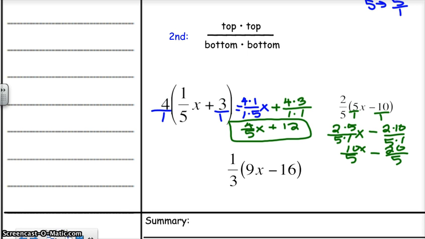I can simplify that though. What's 10 over 5? 2 over 1, which is 2. 2x minus, what's 20 over 5? 4. 2x minus 4 is the final simplified answer.